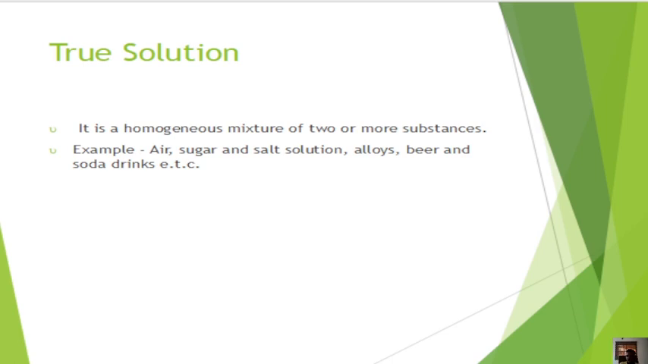Consider air, for instance. Air is a mixture of nitrogen, oxygen, your rare gases, and the rest of them, including water vapor. But you notice that looking at air, you can't differentiate between these particles, hence the term homogeneous. So air is homogeneous, sugar and salt solutions are homogeneous, beer, your soda drink, salt, all these things are true solutions. Why? Because they are homogeneous mixtures of two or more substances.